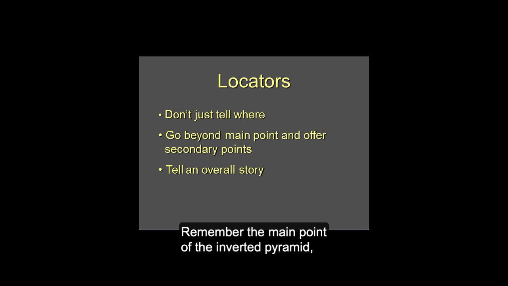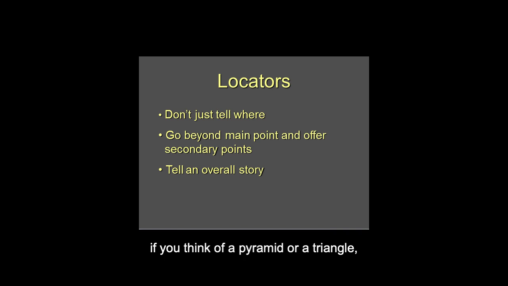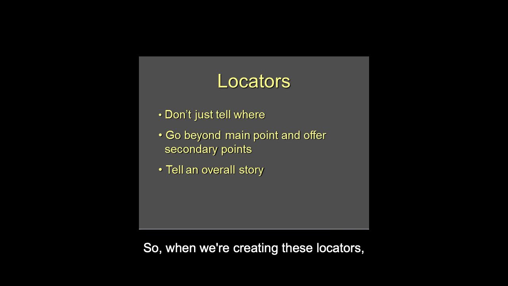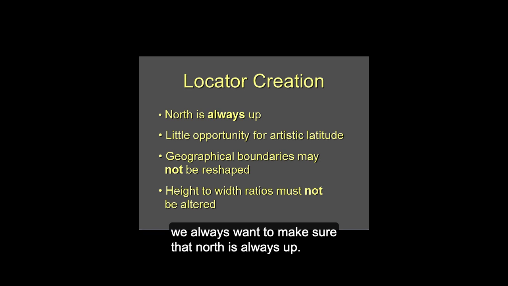Remember the main point of the inverted pyramid. If you think of a pyramid or a triangle, flip it upside down. The top is that headline, the pointer boxes, those are the main points. Secondary points being the chatter, bold-faced references, and supporting details being things on your map such as lakes, highways, those little details. So when we're creating these locators, we always want to make sure that north is always up.